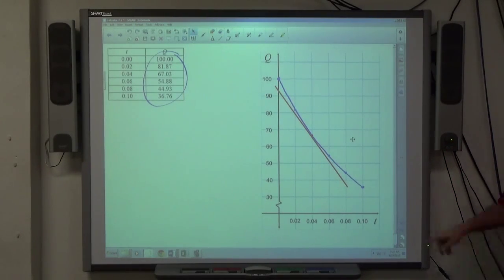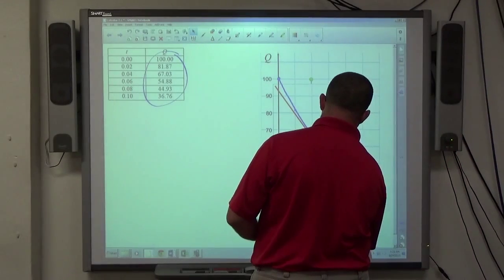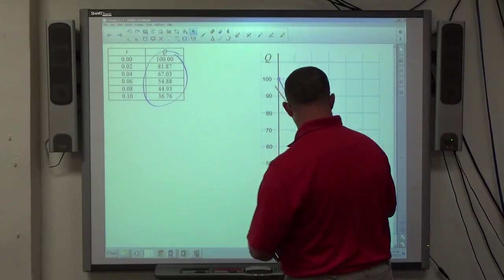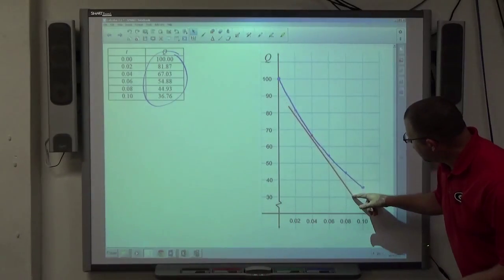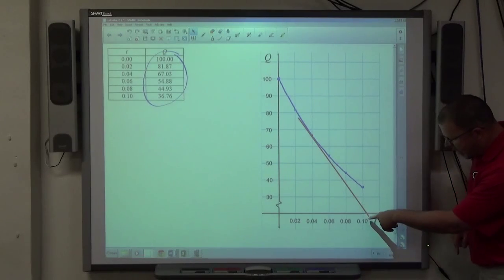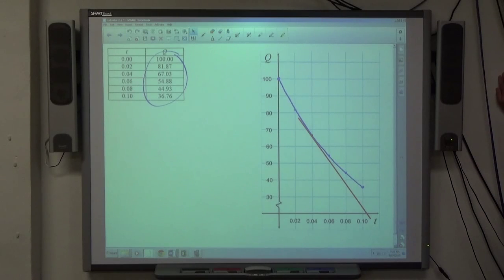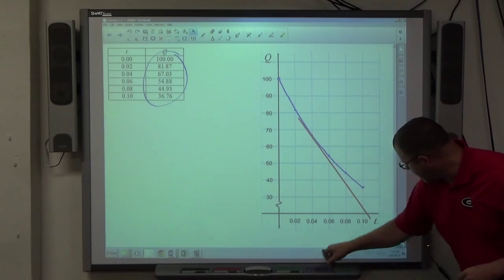Now, here's the thing. If I continue this line down, which I think I can do. Suppose I did that. Is this right here, which would be about 0.108 comma 0, a good point to use? I'm just asking before we start. No. Okay, why wouldn't that be a good point to use? 0.108 comma 0. I'm talking about right here.